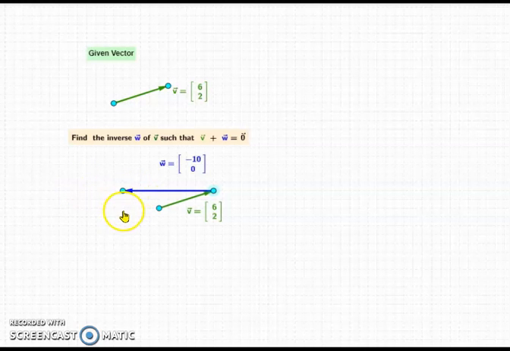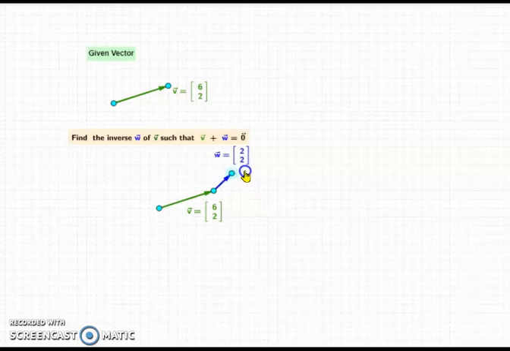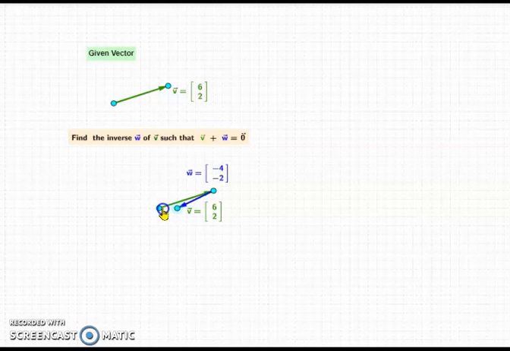So in this one, the result is still not the zero vector. So kapag ganyan ka, wala pa rin tayong nakuhang zero vector. So this one here is the negative or the additive inverse of the vector v.